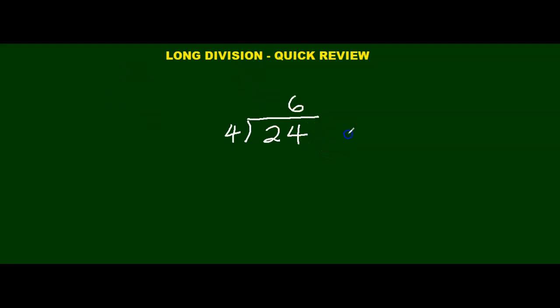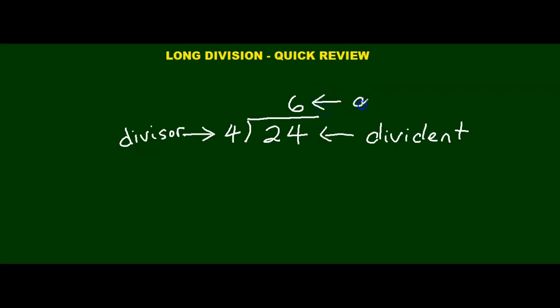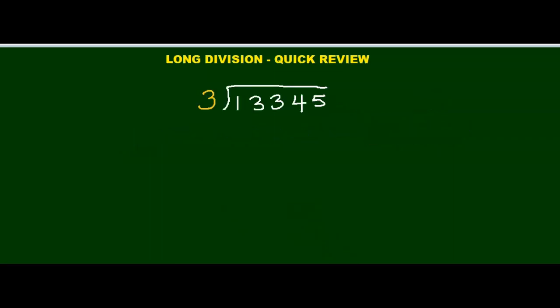Firstly, the number that we're dividing is called the dividend. The number that we're dividing the dividend by is called the divisor. And the answer that you get is the quotient. Okay, so when a question asks you for the quotient, we need to divide. Now let's look at this example.